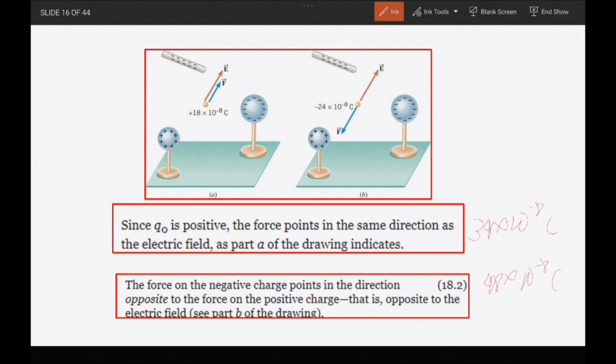And as you can see, since the test charge is positive, the force points in the same direction as the electric field, as part of the drawing. So therefore, based on our free body diagram, the answer for A will be positive. For B, it says here that the force on the negative charge points in a direction opposite to the force on the positive charge. That is opposite to the electric field. So also, this 48 will be positive. Why? Because they are opposite. They are opposite in direction. Okay?